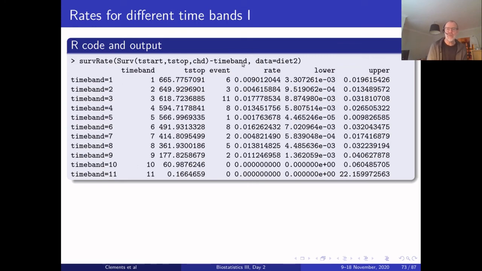Then, once we've split the data, we can recombine the data to look at the rates and how they change by time band. So this says that there were 6 events in the first 2 years, then 3, 11, 8, and so forth. Then we can also get the person time, and then we can calculate the rates. So it's 0.009, 0.005. It's much higher here and quite high here.